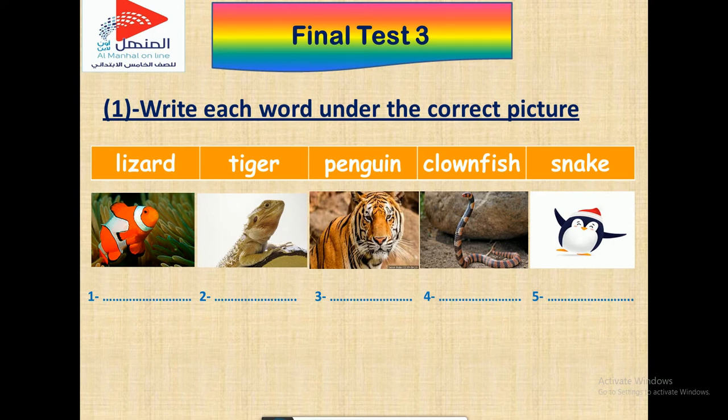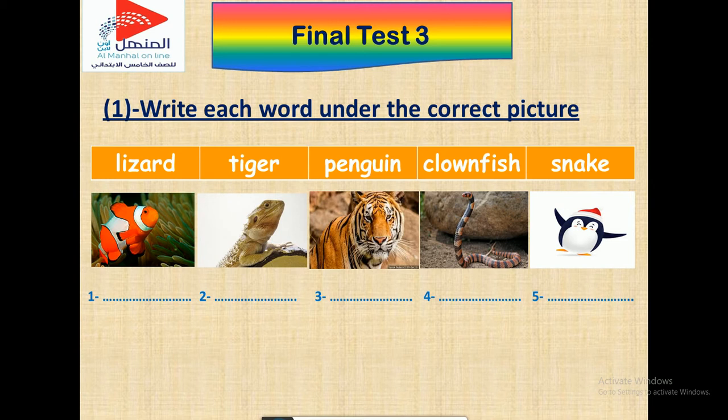Lizard, tiger, penguin, clownfish, and snake. Alright? I give you 1 minute to figure out the answer and then I come back to you. Alright, my dear friends, coming back to you. I'm sure you got all the pictures correct and it's so easy for you.